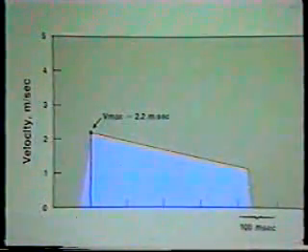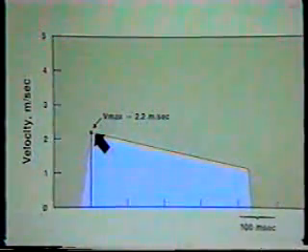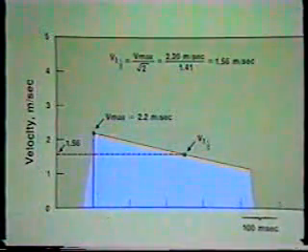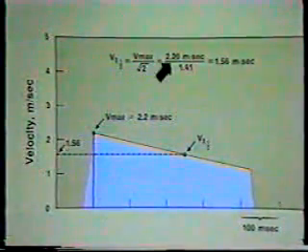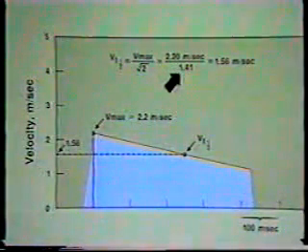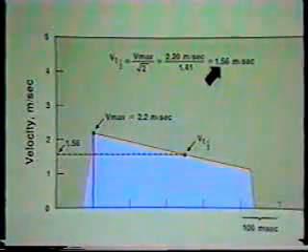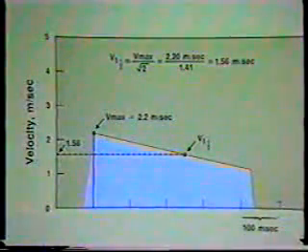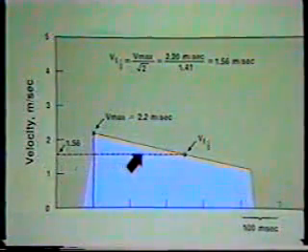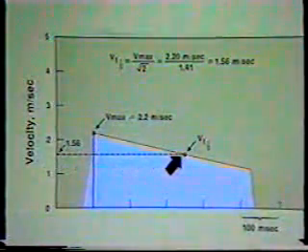Returning to our schematic, we drop a perpendicular from the maximum velocity point. We now divide V max, which is 2.2 meters per second, by the square root of 2 and get 1.56 meters per second. We then locate 1.56 meters per second on the Doppler velocity spectrum.